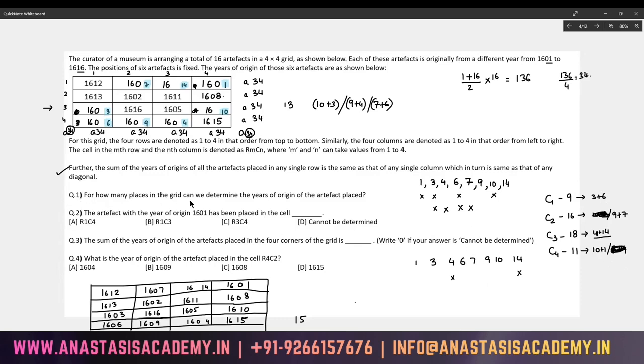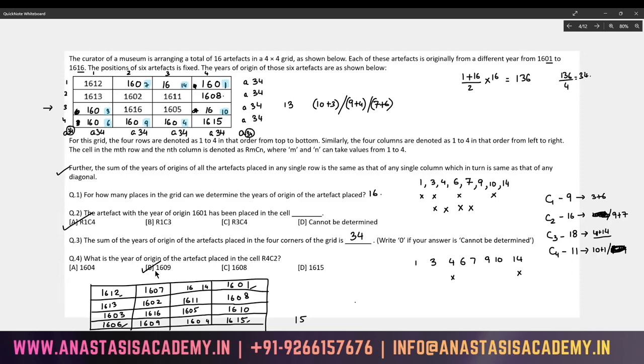Okay. For how many places in the grid can we determine the years of origin of the artifact placed? For all 16. The artifact 1601 has been placed in row 1, cell 4, so option 4. The sum of years of origin of the artifacts placed in the 4 corners of the grid is. So I have 12 plus 1, 13. 13 plus 15 is 28. 28 plus 6 is 34. Excellent. And what is the origin of the artifact placed in the cell R4C2? R4C2 is 1609. So 1609.